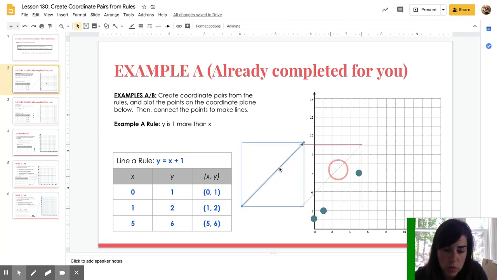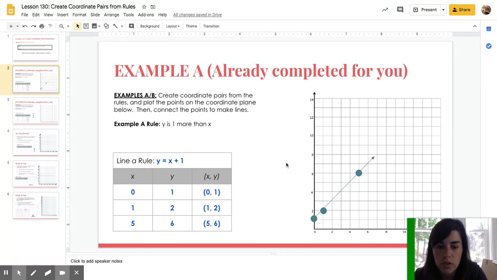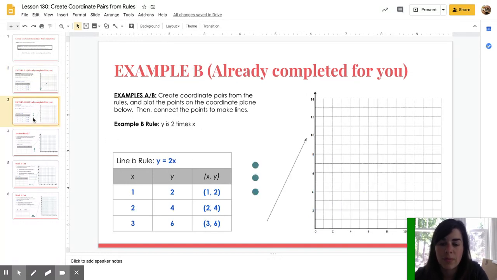And if you notice, when I drag the line onto it, notice that this line goes through all those coordinates. So 2, 3, 3, 4, 4, 5, 5, 6, 6, 7, 7, 8, and on and on and on. So it can continue. That's why we have an arrow at the end. It can go on forever. So that's example A.